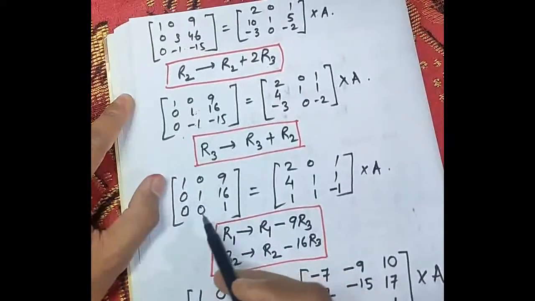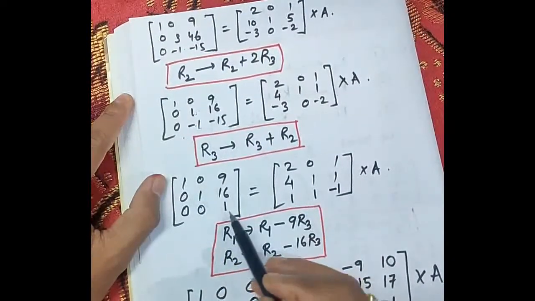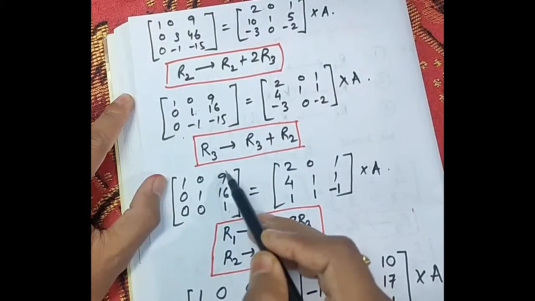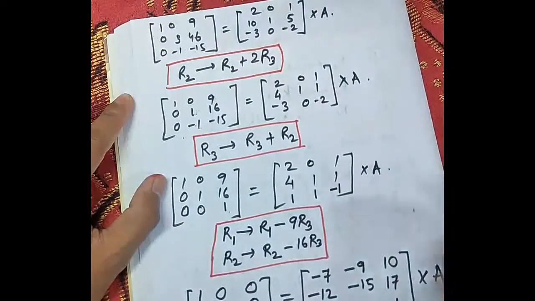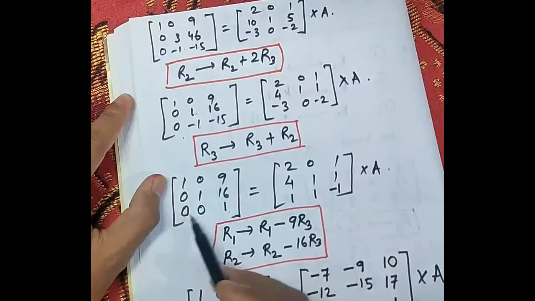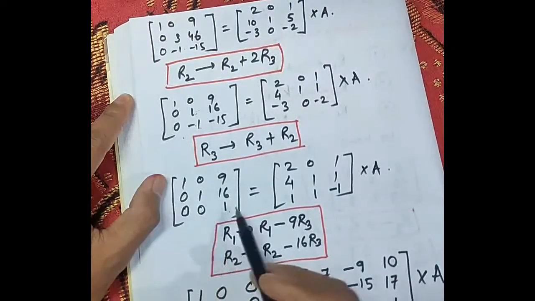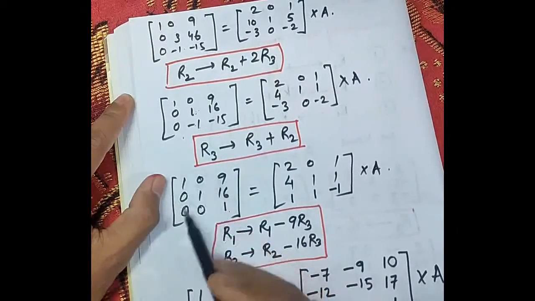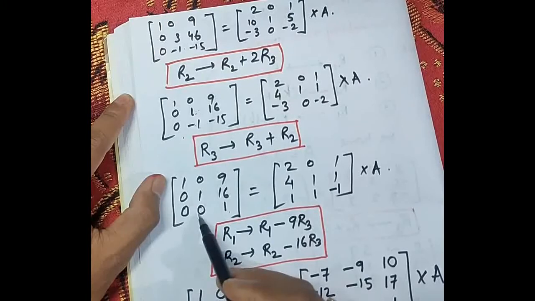Now here also 1 came. So you have to make this one 0 and this one 0. It is also very easy. See, these two elements are 0. So whatever you are multiplying with R3, these 4 elements will not change because this is 0.